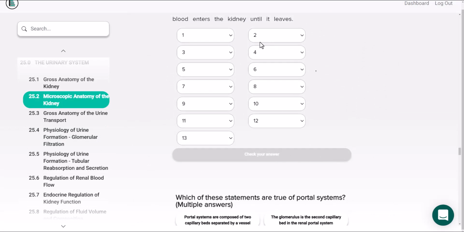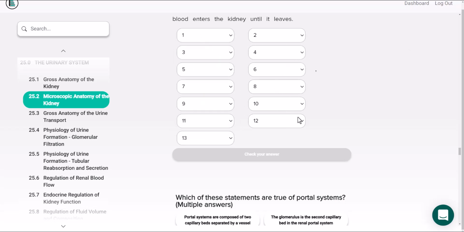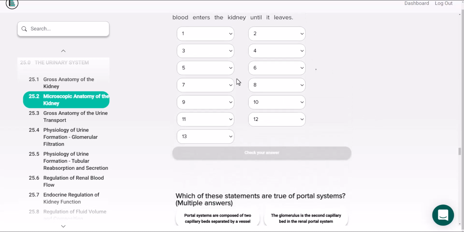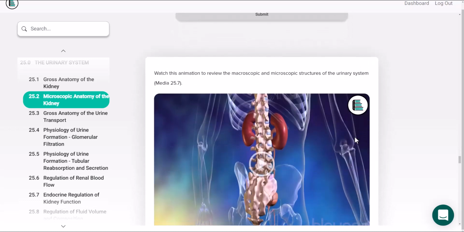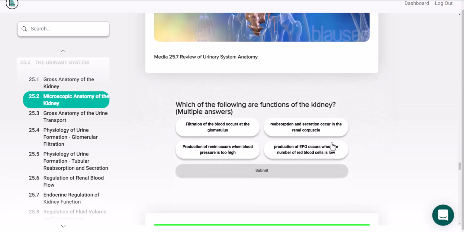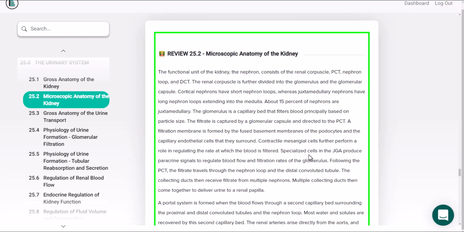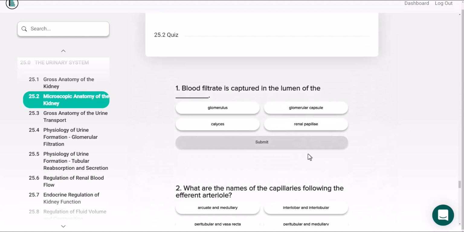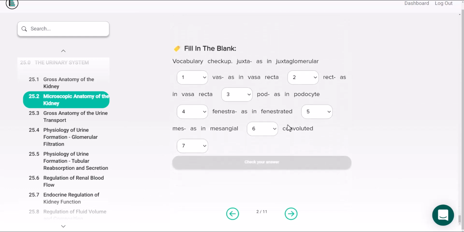Here's a great little activity to help you order all of these arteries and veins from 1 to 12. You'll also find an activity like this in your green lab manual. This is a great video that reviews all that we've talked about in the urinary system anatomy and nephron structures and everything else. So definitely a high value video. And that brings us to the end of 25.2 on the microscopic anatomy. Again, make sure you're checking out the questions and doing the labeling activities and checking out the vocab terms as well.